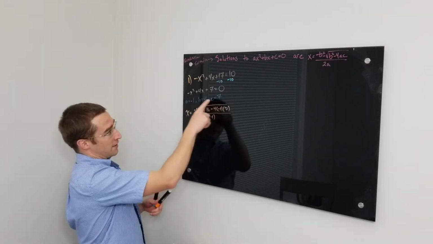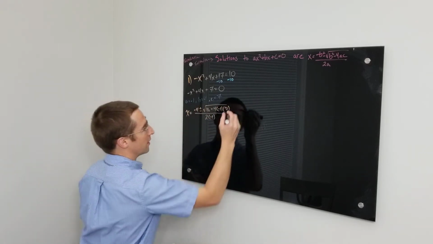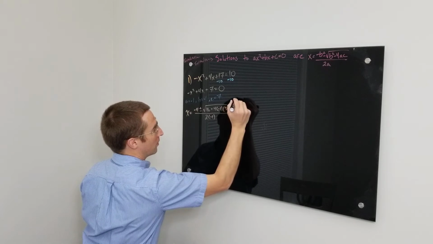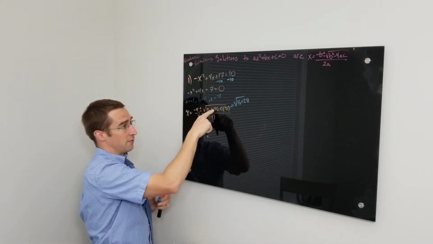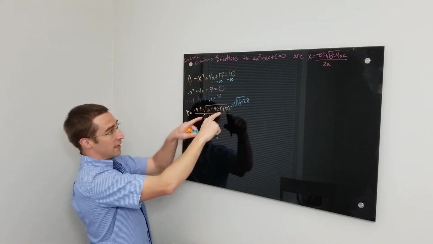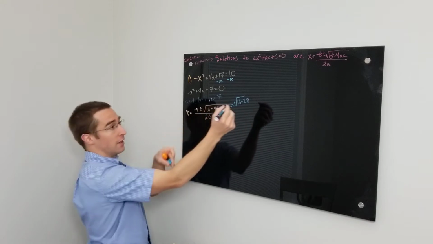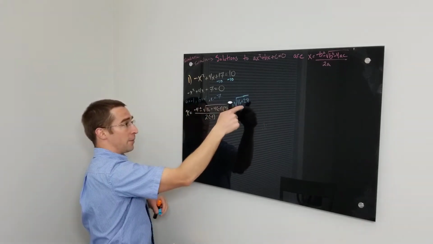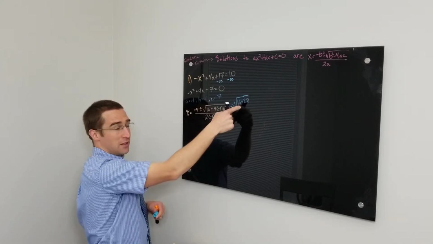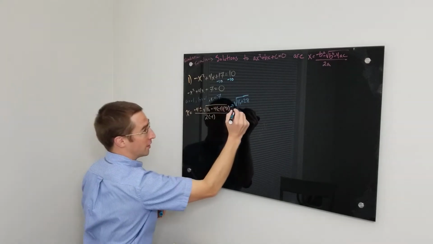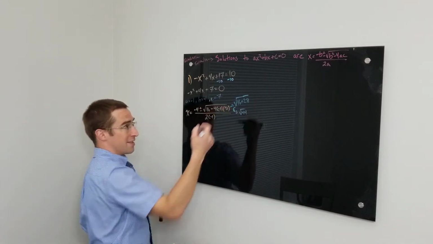Now we're going to simplify it and find our answers. So here I'm going to take this square root. This is the square root of 16 plus 28, because 4 times 7 is 28. And I have a minus and a negative, so that makes it a plus. Then I add the 16 and the 28, and that gives me 44. So this is the square root of 44, because 16 plus 28 is 44.